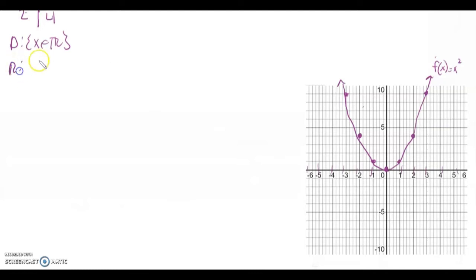Now for the range, we can start with y ∈ ℝ, so y is an element of the real number system. But technically we start at infinity and we go down and then we go back up to infinity. If we take a look at the lowest number that the parabola hits, we're looking at 0 right here, and then it goes all the way up. So y is going to be greater than or equal to 0.